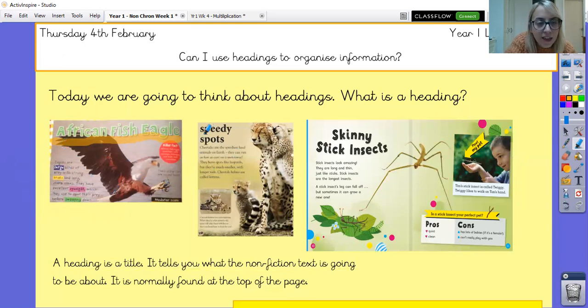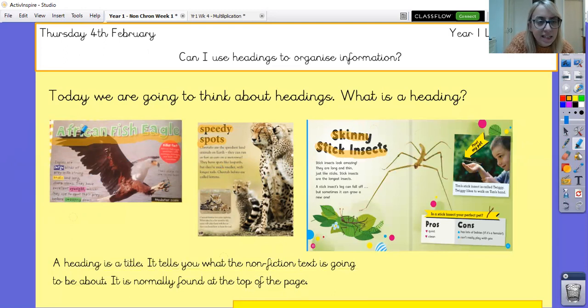Here I can see that the heading is Speedy Spots. Ooh, okay, and I can see from the picture also that I would be learning about cheetahs if I read this information. This is the one we looked at the beginning of the week, Skinny Stick Insects. This heading is telling me that all of this information is about stick insects.